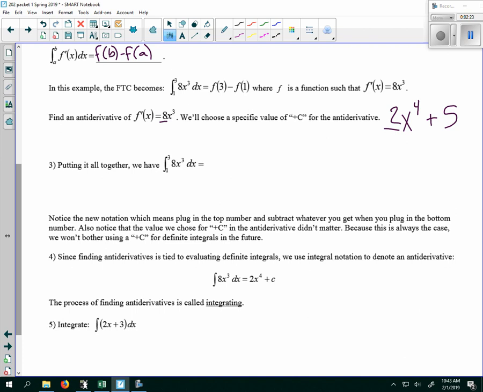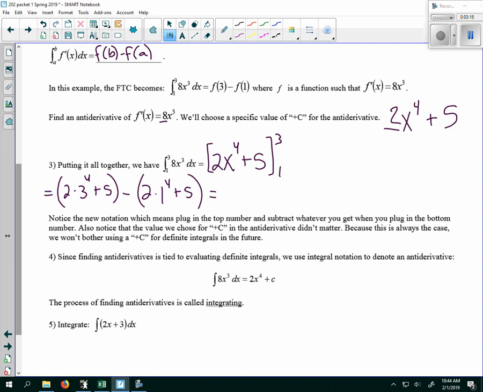All right, so to put it all together, I have the integral from 1 to 3 of 8x cubed dx. That should be f of 3 minus f of 1. I'm going to use a new notation. F is 2x to the 4th plus 5, so this is going to be 2x to the 4th plus 5, and then I need to evaluate that at 1 and at 3, and I'm going to subtract. So first I'm going to plug in a 3, so I get 2 times 3 to the 4th plus 5. And then I'm going to plug in a 1: 2 times 1 to the 4th plus 5. Simplify each of these, and then I'm going to subtract them.